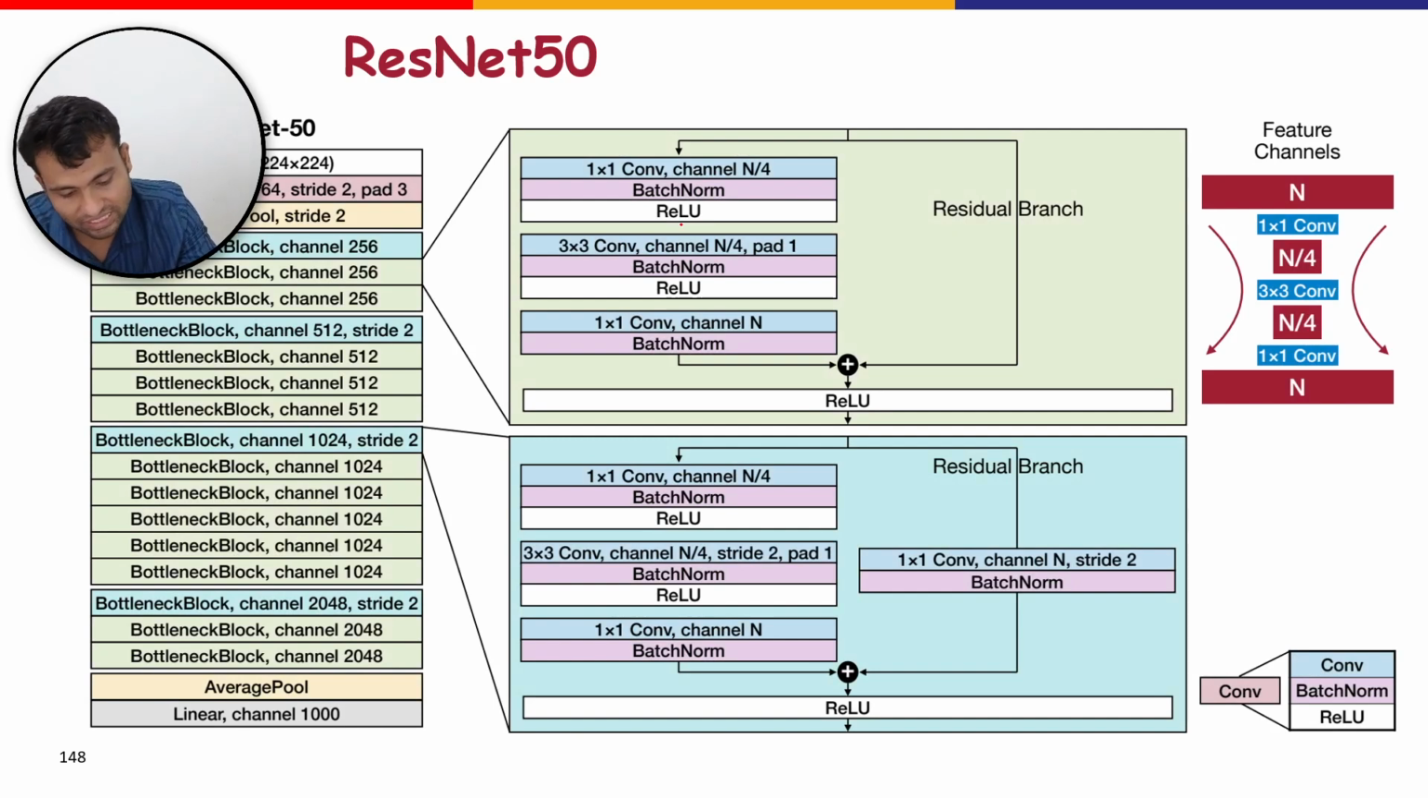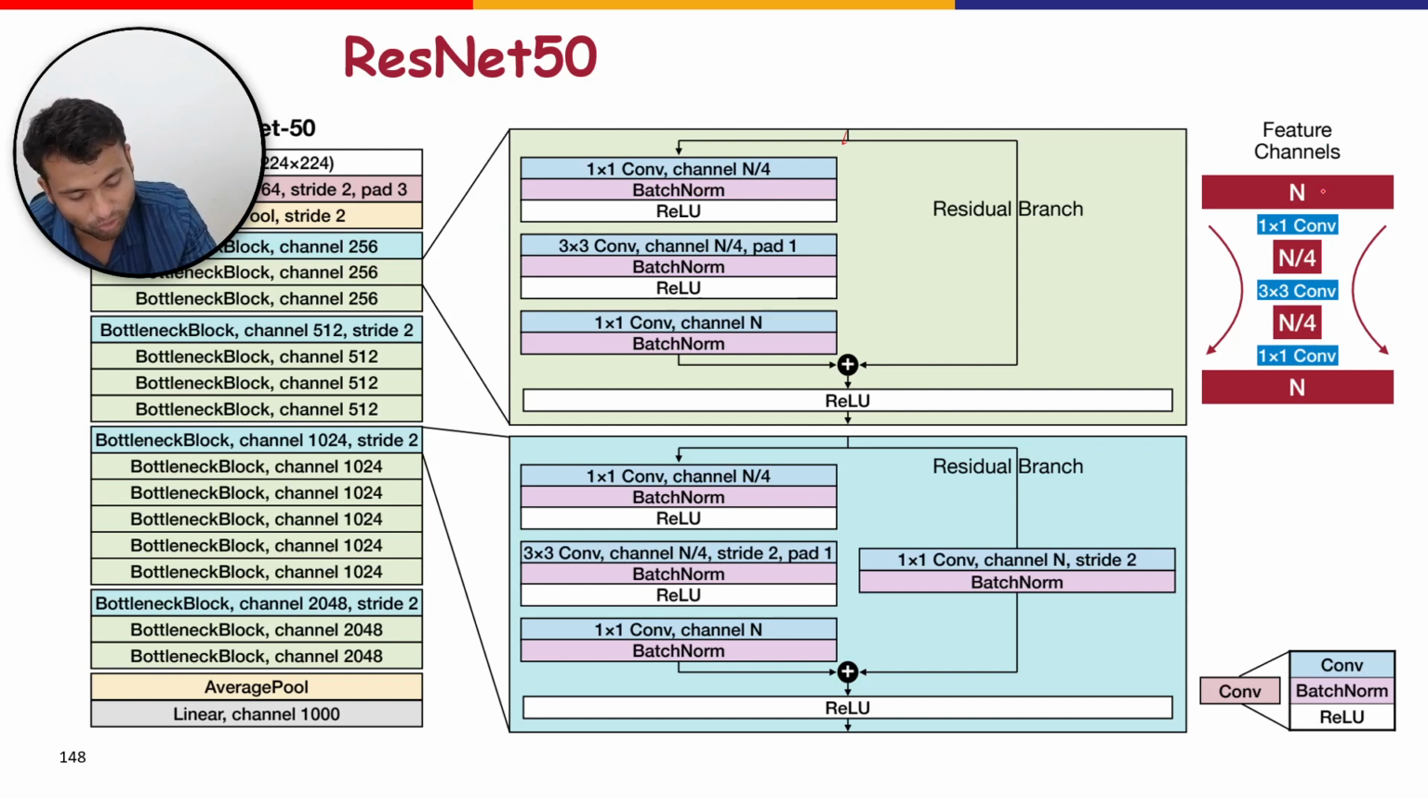This green block has a residual branch, which is where the name ResNet comes from. I'll try to give the intuition about the residual branch in some other lecture, not right now, but there is a good intuition behind why this residual branch is used.